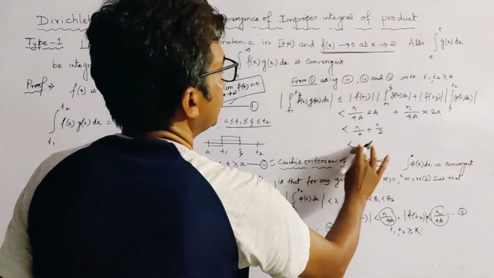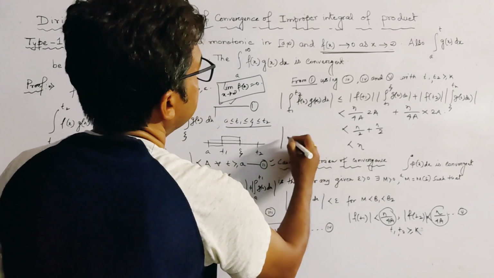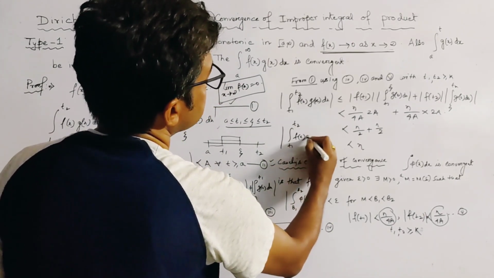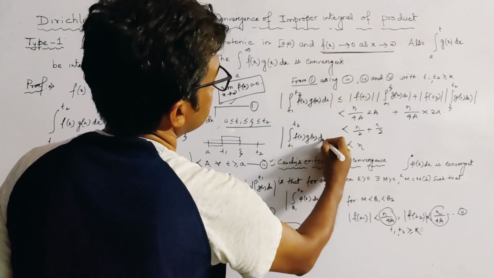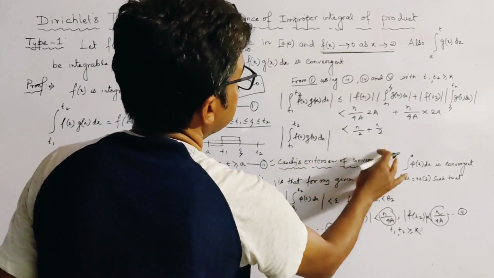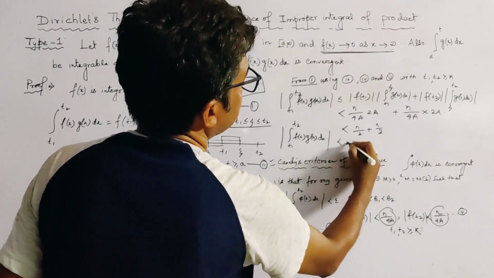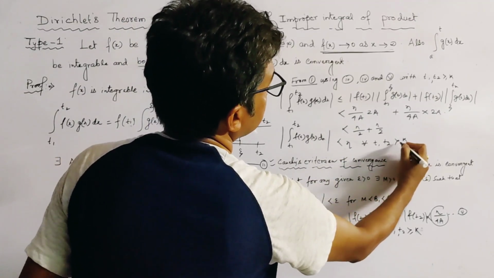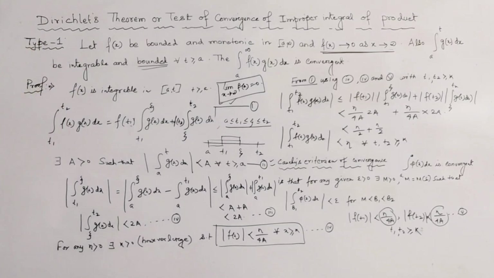Okay, so we write mod of integration t1 to t2 f(x) g(x) dx is less than eta for all t1, t2 greater than or equal to k.